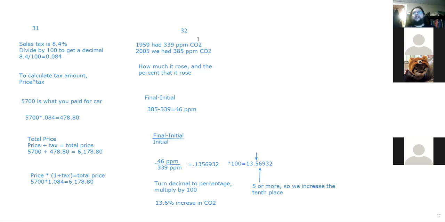So one of the things, whenever there's a bunch of words, the first thing I do, this is gonna sound completely backwards. When there's tons of words and you're starting to get overloaded, look at what answer they want. Okay. Because I saw, when I started reading it, I saw years and I saw parts per million.